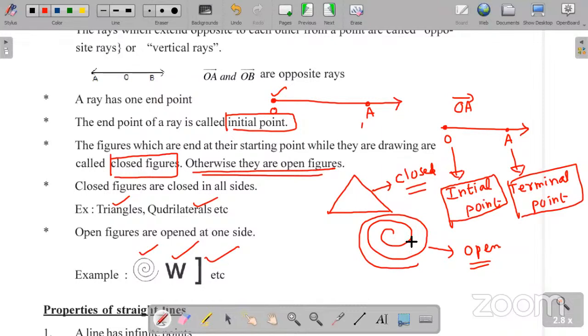So what is the difference between closed and open figures? Triangle, quadrilateral, hexagon, heptagon, decagon, they are examples of closed figures. These are examples of open figures.